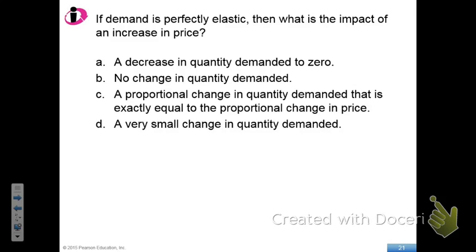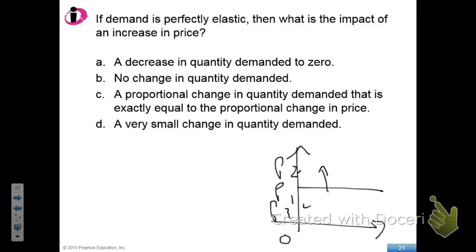If the demand curve is perfectly elastic, what is the impact of an increase in price? While you are looking at this question, it is highly recommended that you draw these graphs. Because the more graphs you draw, the better will be your understanding. So we are talking about a perfectly elastic demand curve. A perfectly elastic demand curve basically looks like that. So in case of a perfectly elastic demand curve, whenever there is a change in price, let's say from P1 to P2 or to P3, it really doesn't matter.